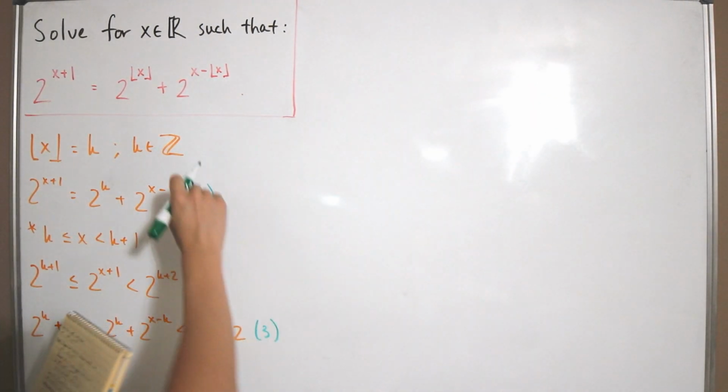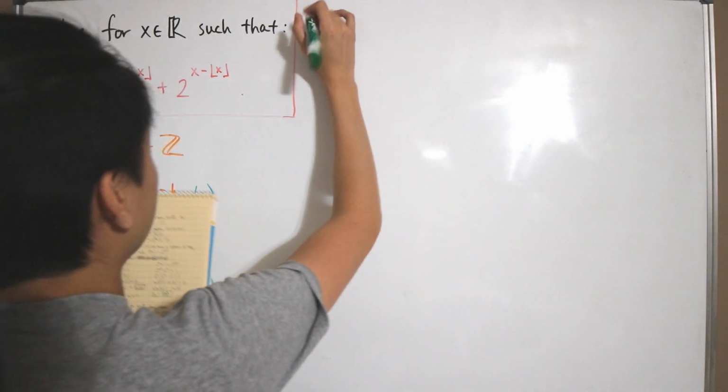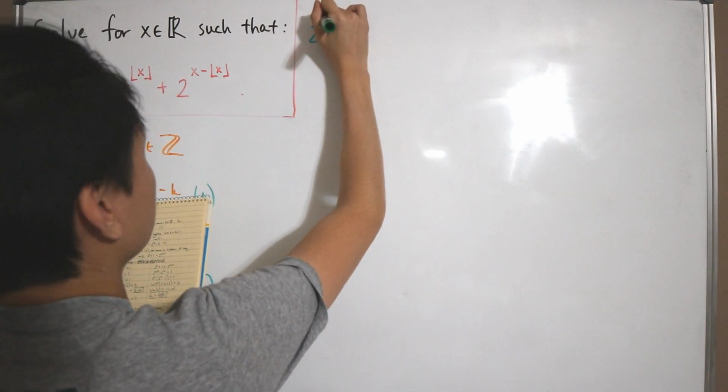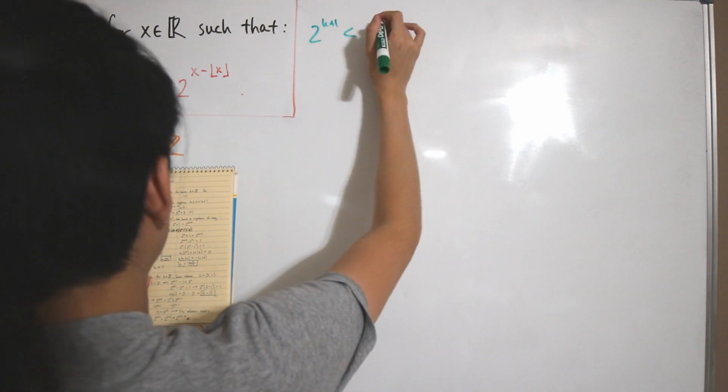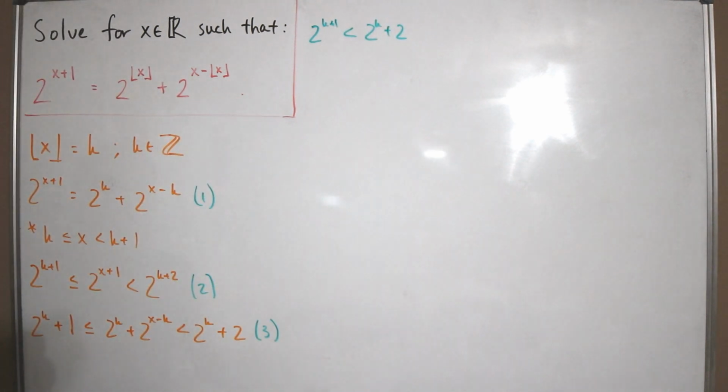From forming everything from 1, 2, and 3, we actually get the following system of inequalities. So we're going to have that 2 to the power k plus 1 is strictly less than 2 to the power k, and then add this with 2. If we think of it this way, we're isolating everything from the center and taking more of an approach of the outer bounds.